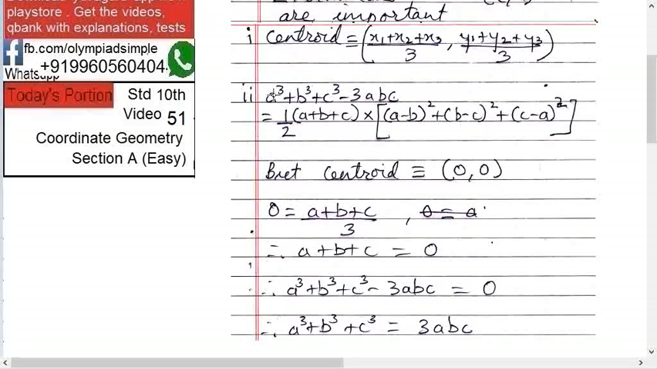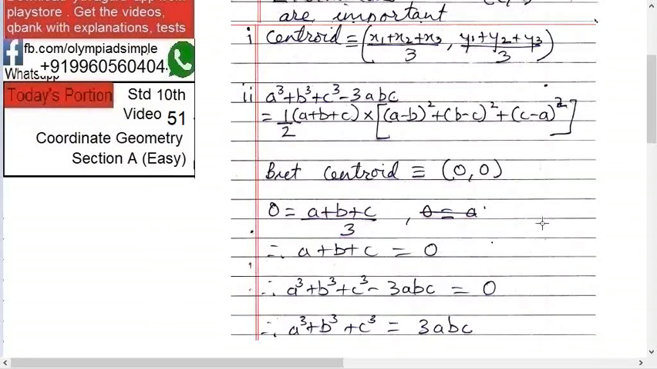Okay, so let's start. Centroid is given as what? (0, 0). Therefore 0 equals (a plus b plus c) upon 3, right? This is for x, because the x coordinate is 0. Even for y it will be the same, because the numbers are the same. So (a plus b plus c) upon 3 equals 0. Therefore a plus b plus c equals 0.